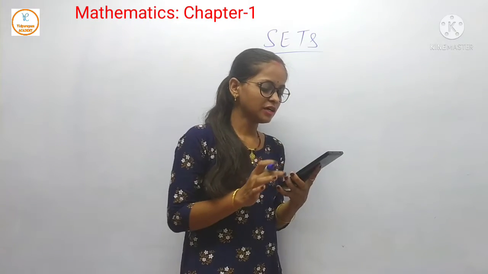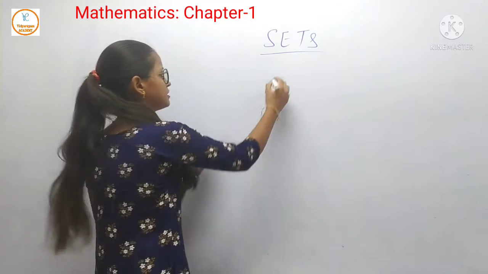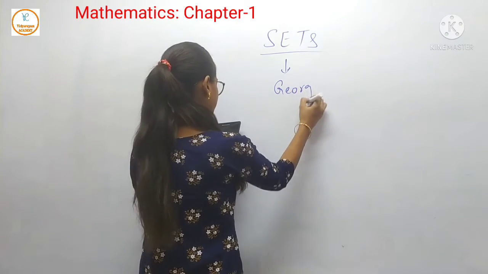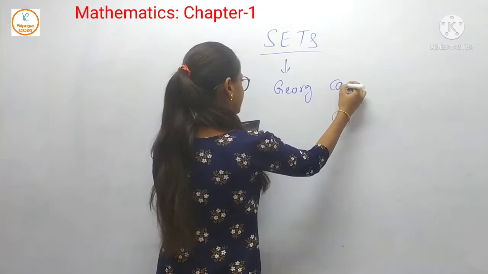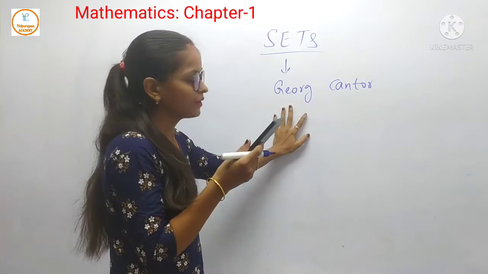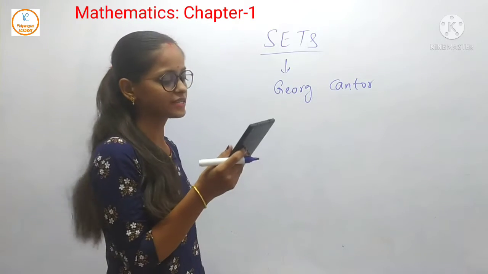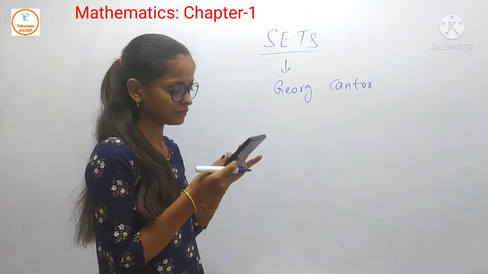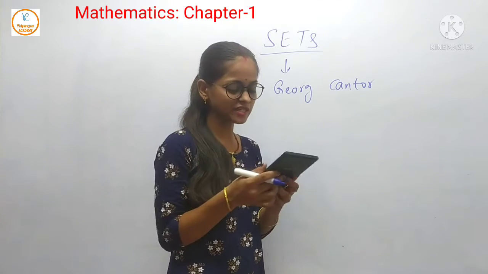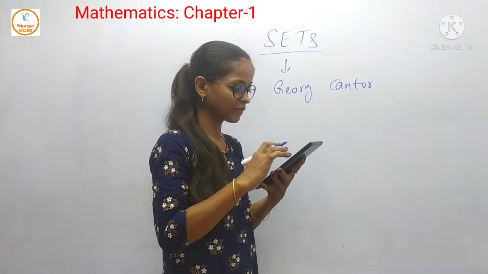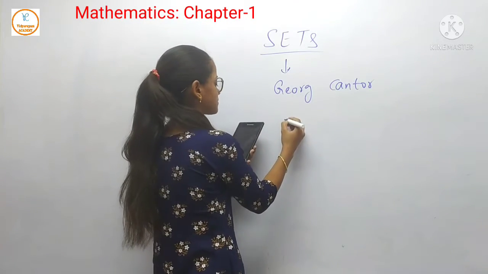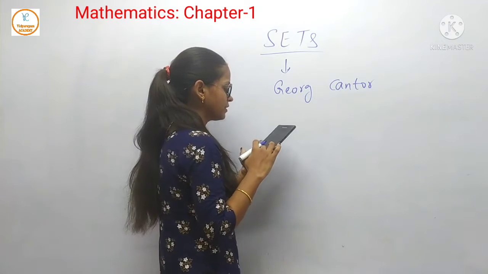This sets chapter was developed by the scientist named George Cantor. So George Cantor developed this set chapter. He explained what sets are and their representations, and in sets we discuss the numbers, the real numbers.